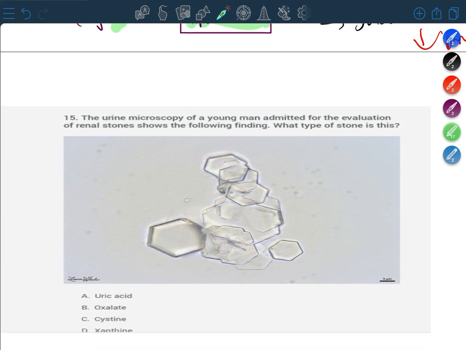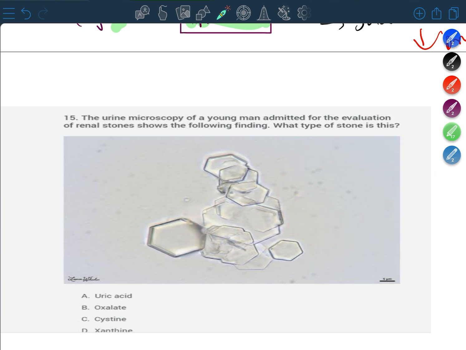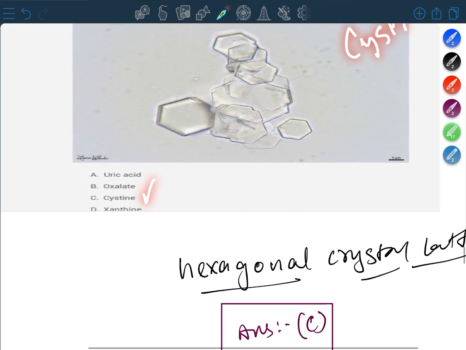See, the urine microscopy of a young man admitted with evaluation of renal stones shows the following finding. Which type of stone is this? Pause and answer. Very easy. This is hexagonal, a six-sided crystal lattice. In which type do you find this? Cystine. Cystinuria. So answer C.